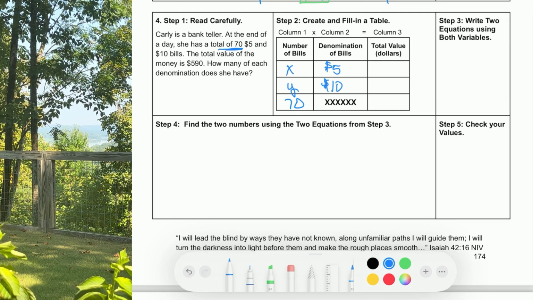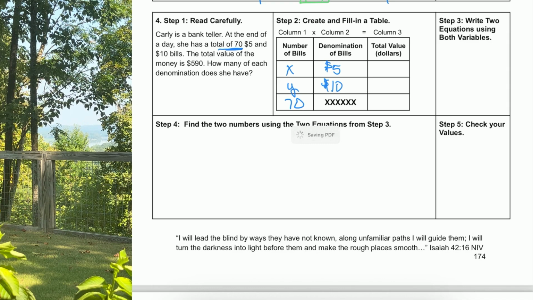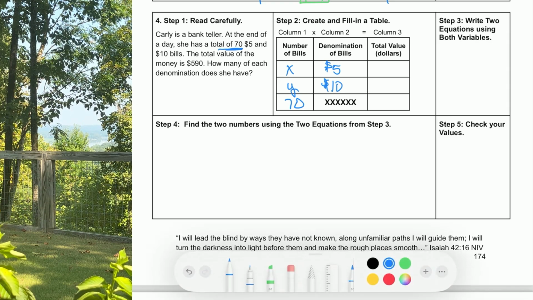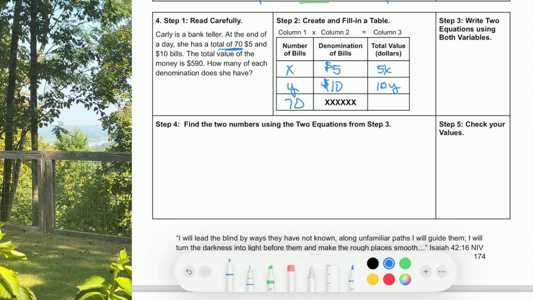And then we need to figure out our total value for our third column. And remember, we multiply the first times the second column to get our third column. So we get 5X here. We get 10Y here. And we're not going to do multiplication for our third one because they actually give us the amount that she has. So we have $590.